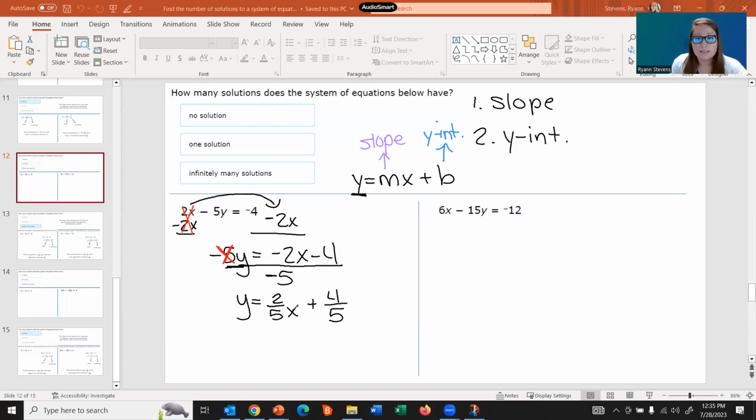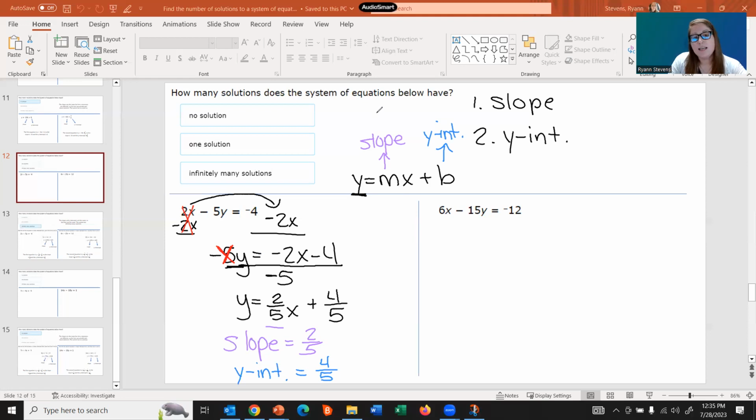So we've rewritten this in slope-intercept form now, and we can clearly identify that the slope now is 2/5, this number in front of x, and then our y-intercept is in place of b, which is a positive 4/5. So it's much easier just to be able to pick out what is my slope, what is my y-intercept, if it's written in slope-intercept form.